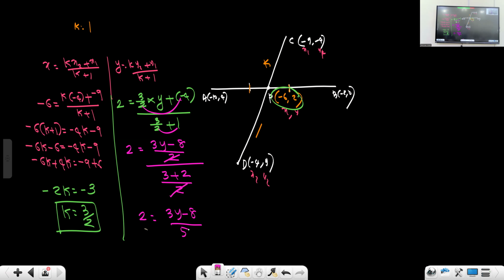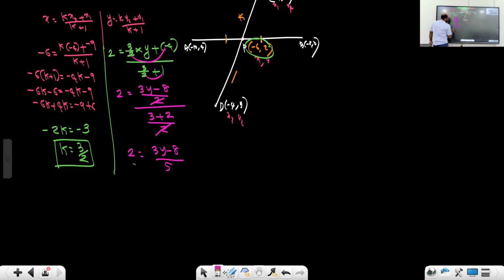2 into 5 is what? 10. Anybody a calculation doubt? Let me know. So this will be 10 minus 8, and when you're transposing, plus 8 equal to 3y. 18 by 3 equal to y. So y equal to 6.